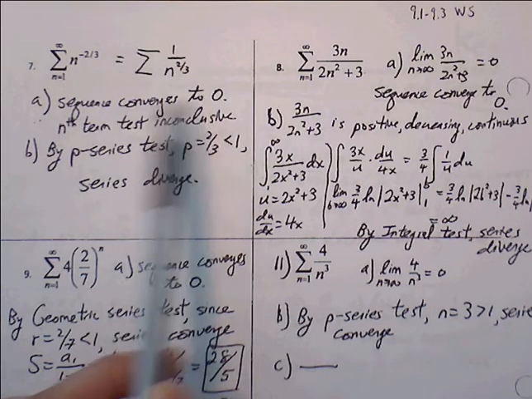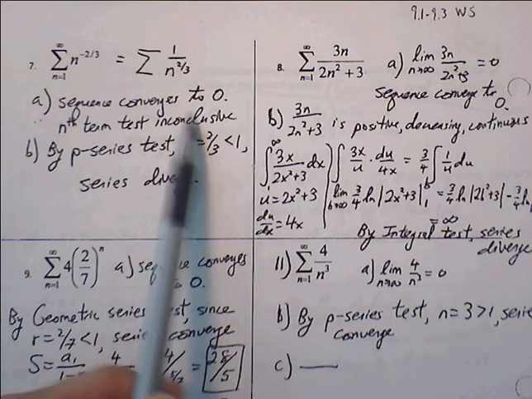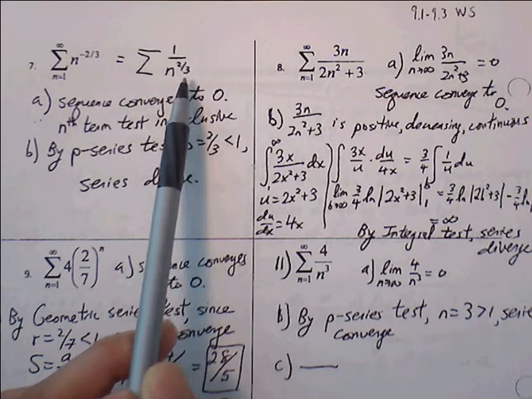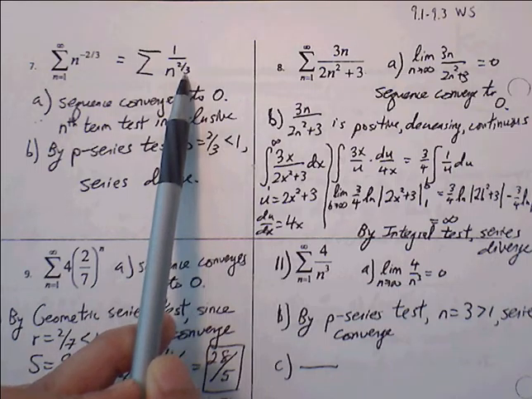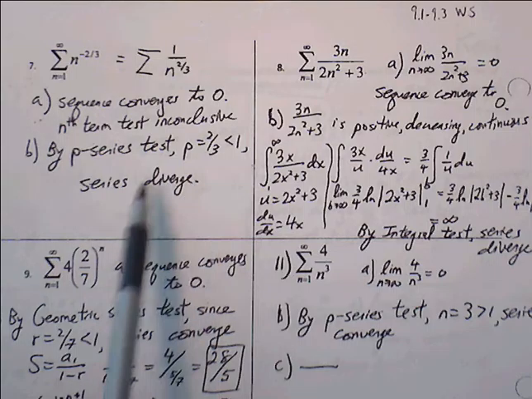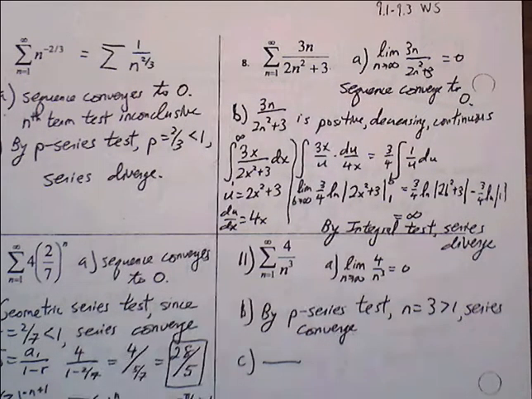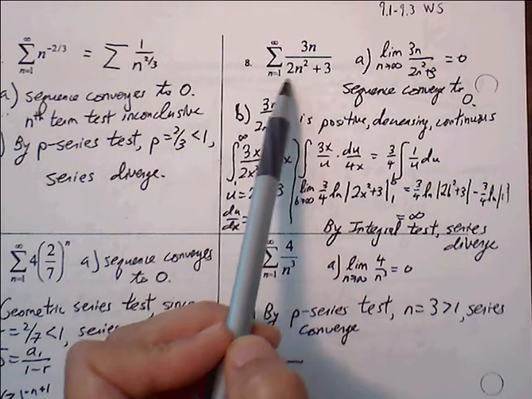As n approaches infinity, the sequence will just converge to 0. Because it converges to 0, the nth term test for the series must be inconclusive. However, this is in the form of a p-series, so the p-value here is 2/3. Since the 2/3 p-value is less than 1, we know the series will diverge. Okay. Number 8, we have 3n over 2n squared plus 3.